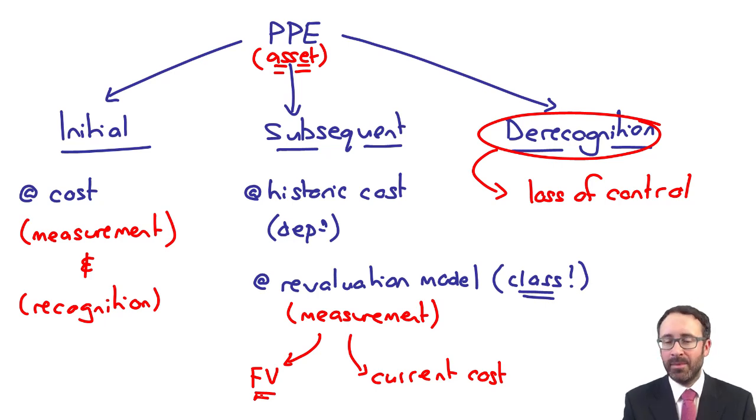Similarly, we're thinking about understandability and giving information to the user of the accounts about our depreciation policy. How do we go through and depreciate it? Is it straight line? Is it reducing balance? What period is it depreciated over?